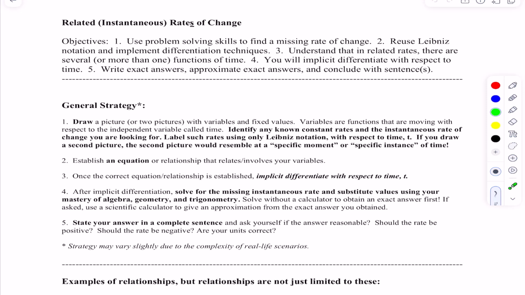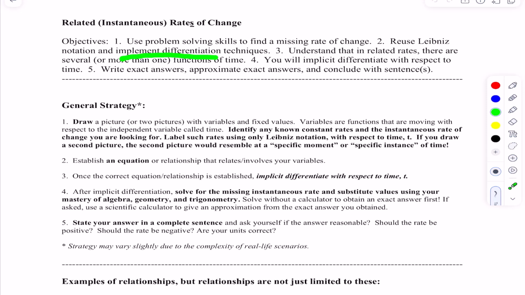Our objective today is to use problem-solving skills to find a missing rate of change, or it could just be a missing unknown. We want to use Leibniz notation. That's going to be very important, as Leibniz notation often translates to a story or units that will help you tell that story.